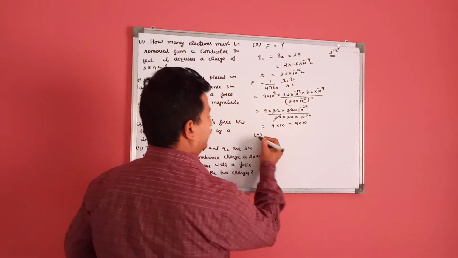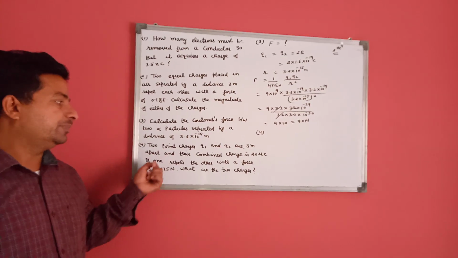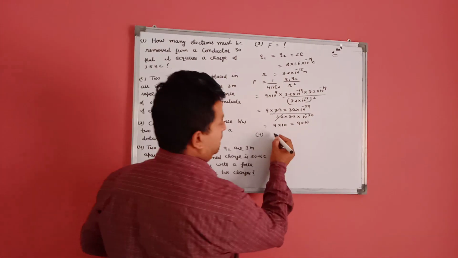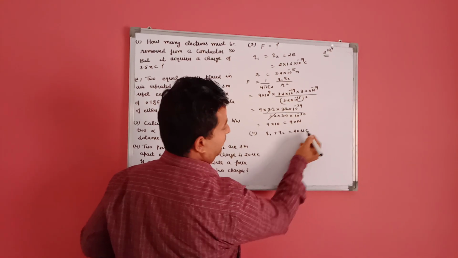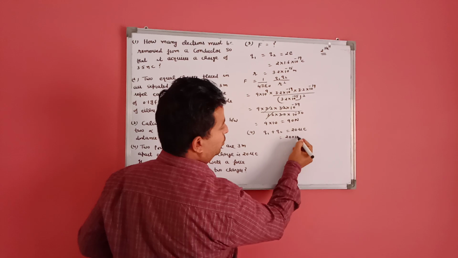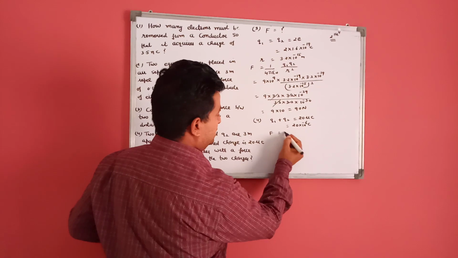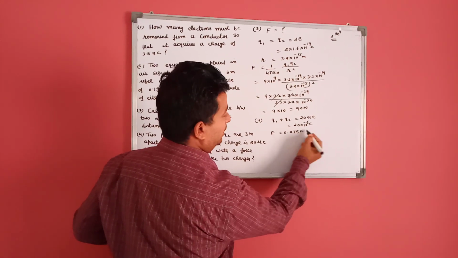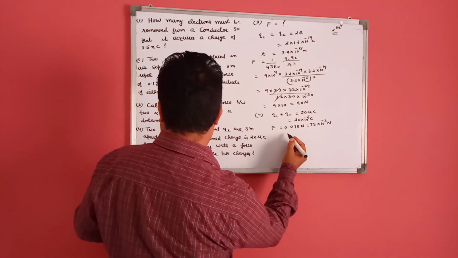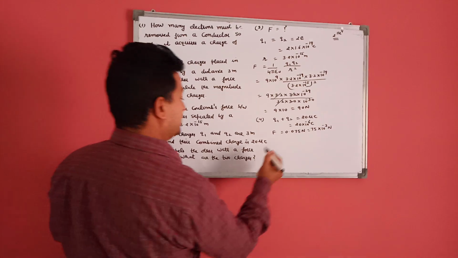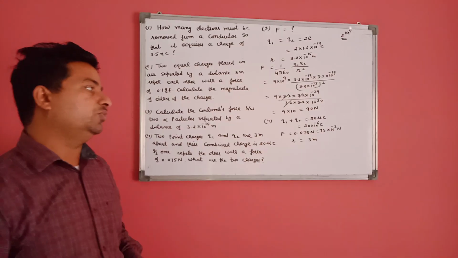In problem 4, the question is: two point charges Q1, Q2 are 3 meter apart and their combined charge, combined charge means the sum of the two charges, is 20 microcoulomb. Micro is 20 into 10 to the power minus 6 coulomb, and the force between them is 0.075 Newton, which is 75 into 10 to the power minus 3 Newton. And the distance between the two charges is 3 meter. We are required to find Q1 and Q2.